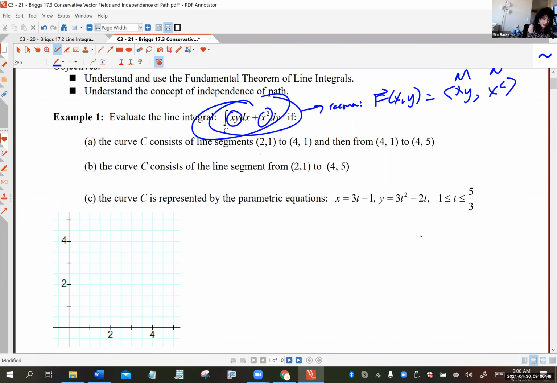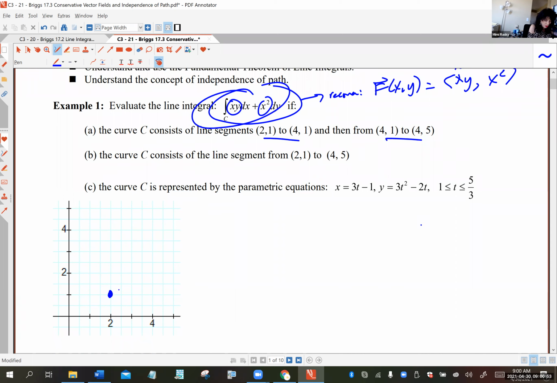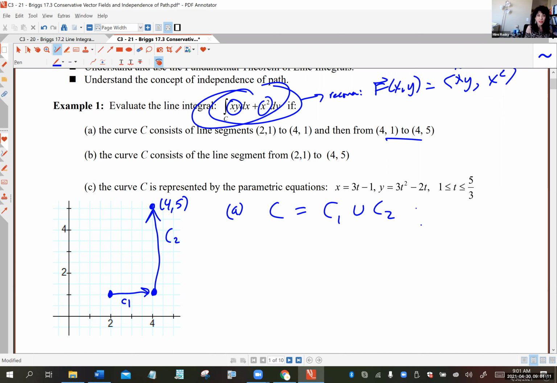So the first curve, and we'll graph it, starts at the point (2, 1) and ends at the point (4, 1). That's the first leg of the journey. Then it goes from (4, 1) to (4, 5). So I claim there are 2 legs of the journey, C1 and then C2. For letter A, your curve is the union of C1 and C2. What does that mean? In order to do letter A, we're going to have to do 2 separate line integrals and sum the results.